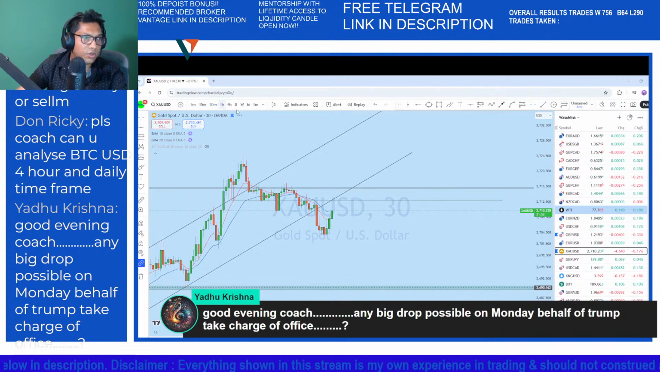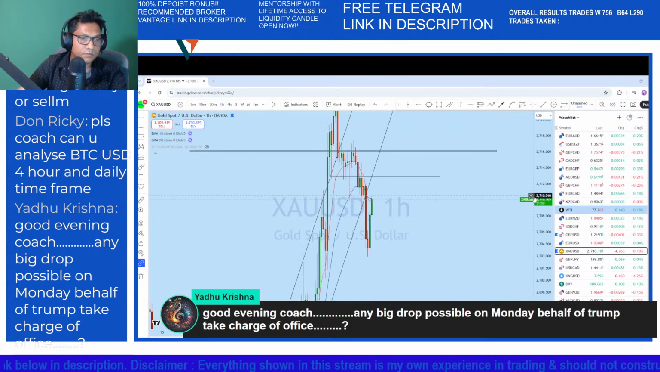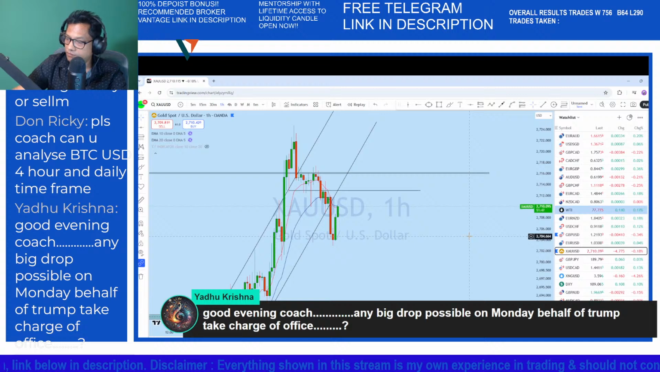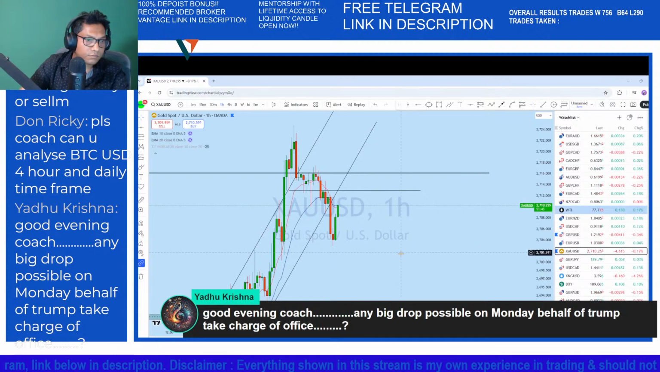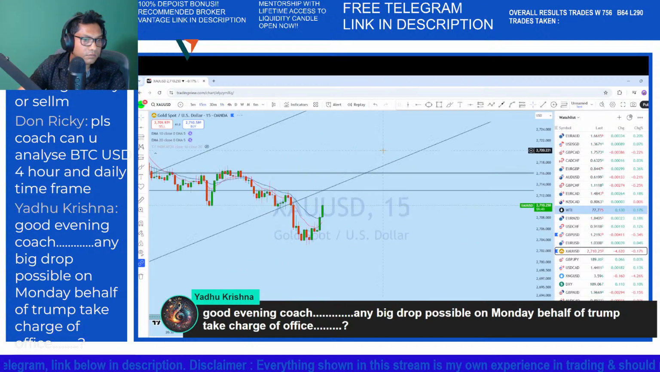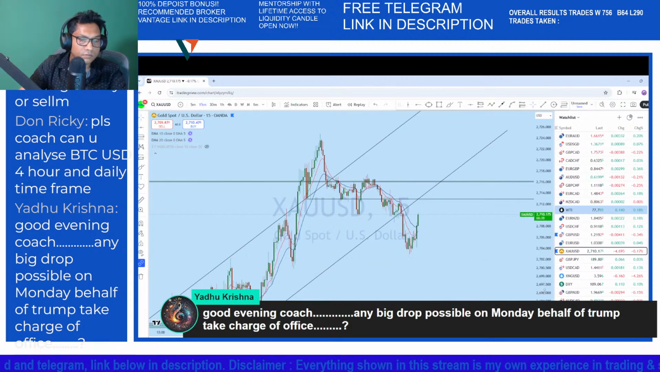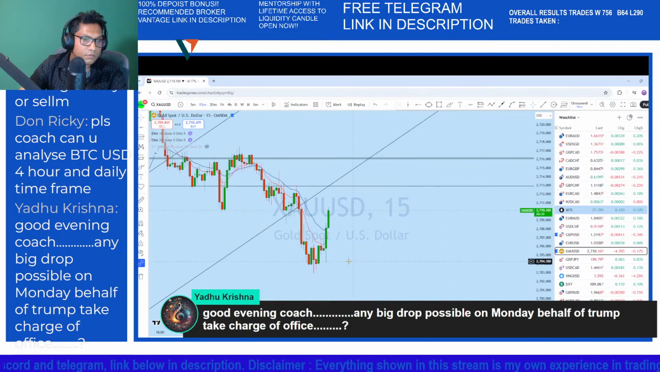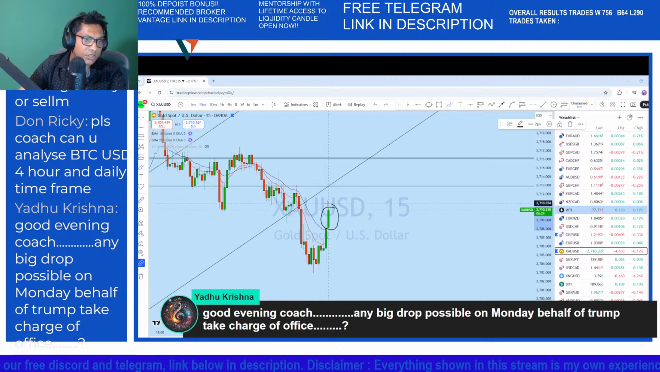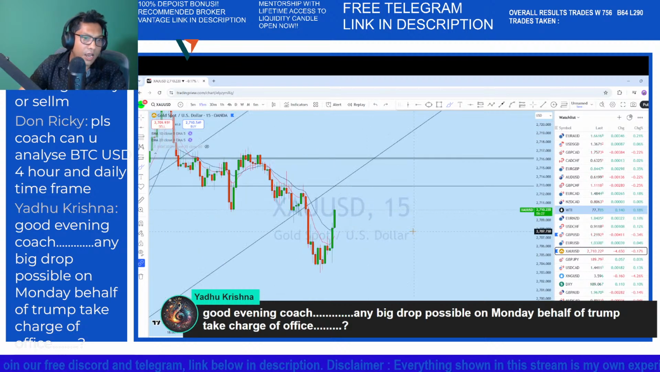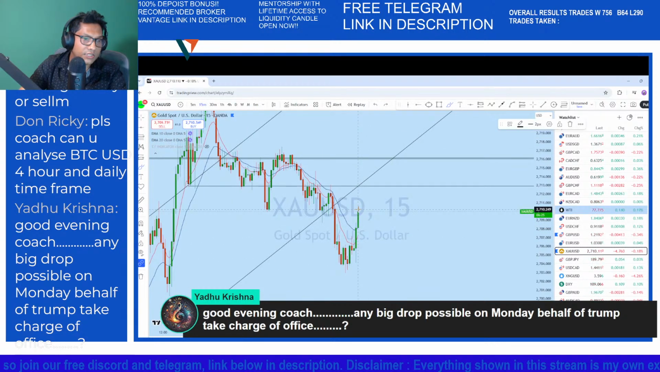Okay, so looking at the 1 hour, you can see from here there is a bullish engulfer followed by another bullish candle, and with that bull candle we can expect the price to move up and then to create a new higher high.